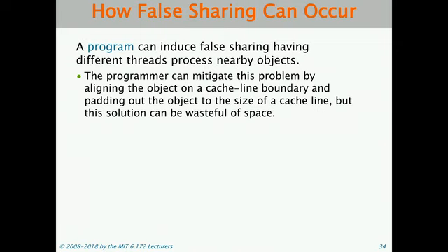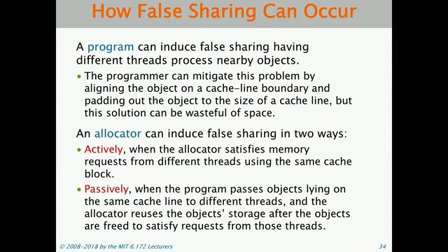So a program can induce false sharing by having different threads process nearby objects, both on the stack and on the heap. And then an allocator can also induce false sharing in two ways. So it can actively induce false sharing, and this is when the allocator satisfies memory requests from different threads using the same cache block. And it can also do this passively, and this is when the program passes objects lying around on the same cache lines to different threads, and then the allocator reuses the object storage after the objects are freed to satisfy requests from those different threads.